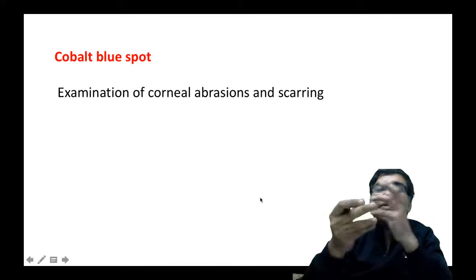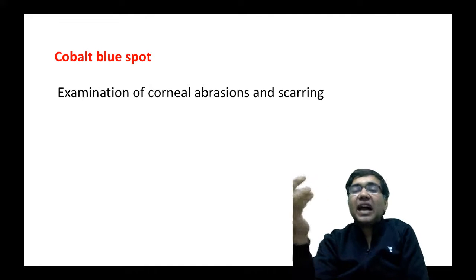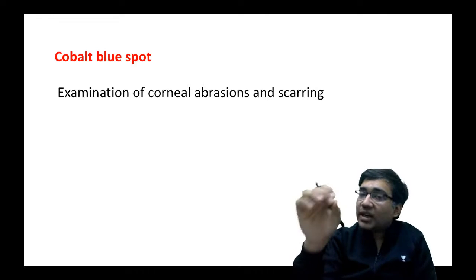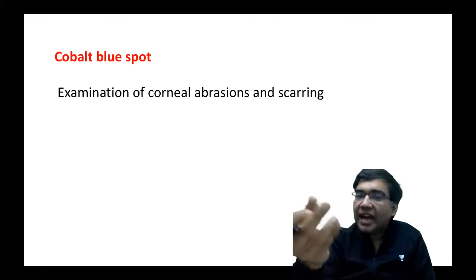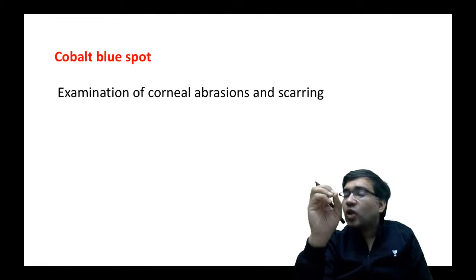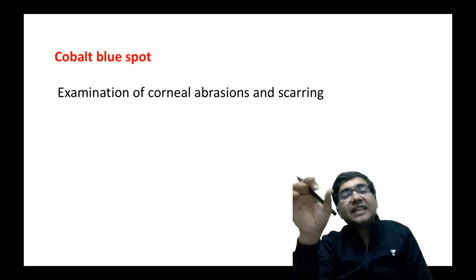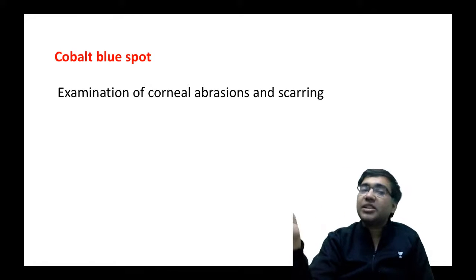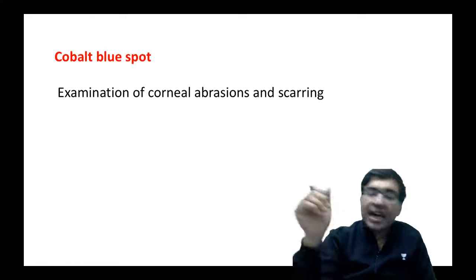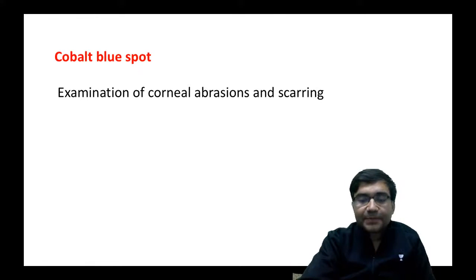Then we have a blue spot here. Blue spot we use whenever we have a corneal abrasion, an epithelial defect or scarring. What I do is I stain the eye with a sodium fluorescein stain, and then I use a cobalt blue spot. So I get a fluorescent color whenever there is an epithelial defect or a corneal abrasion. So even if you do not have a slit lamp, with this direct ophthalmoscope you can tell if there is an epithelial defect or not.